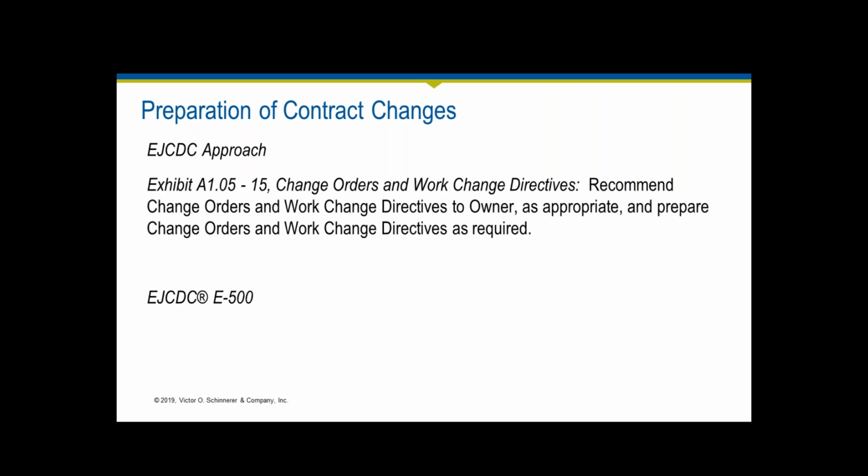In the EJCDC form, this is your scope of services. You will recommend change orders and work change directives to the owner as appropriate and prepare change orders and work change directives as required. Remember, because the contract is between the owner and the contractor, you're preparing these change orders and work change directives for the owner so that the owner can go ahead and do that. If it's a change order, obviously that will need to be executed by both the owner and the contractor for it to take effect.